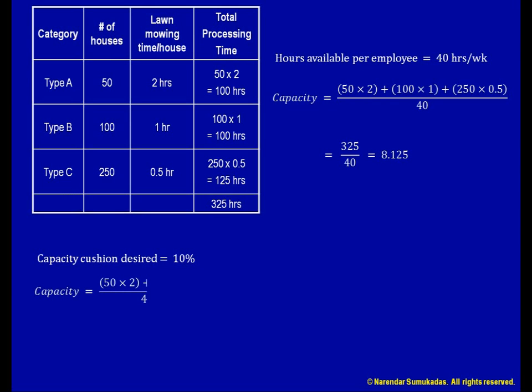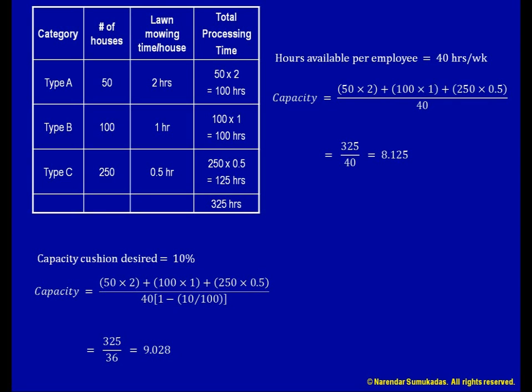With a 10% cushion, each employee only gives me 36 hours of productive work each week. In my capacity calculation, I have discounted the 40 in the denominator by 10%. In view of this cushion, I now need 9.028 employees. I think I'll settle for 9 employees, 9 lawnmowers, 3 pickup trucks, etc.